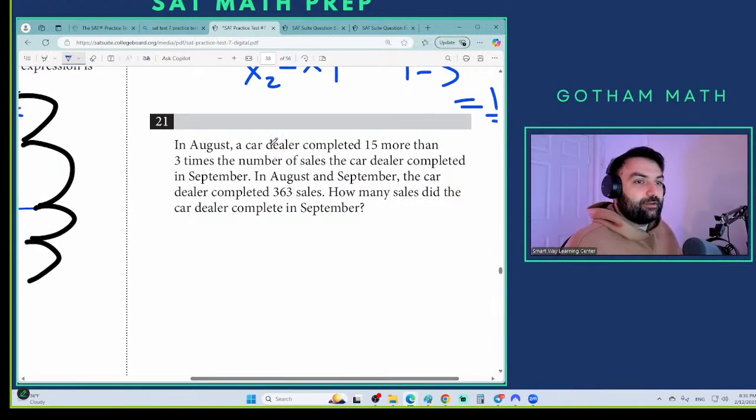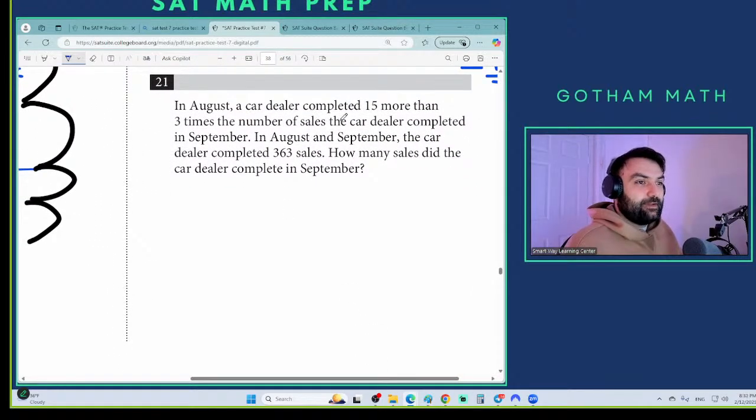Okay. In August, a car dealer completed 15 more than 3 times the number of sales that the car dealer completed in September. In August and September, the car dealer completed 363 sales. How many sales did the car dealer complete in September? This is like a seventh grade problem. This problem is about how to create equations based on the word problem. So that's what we're going to do.